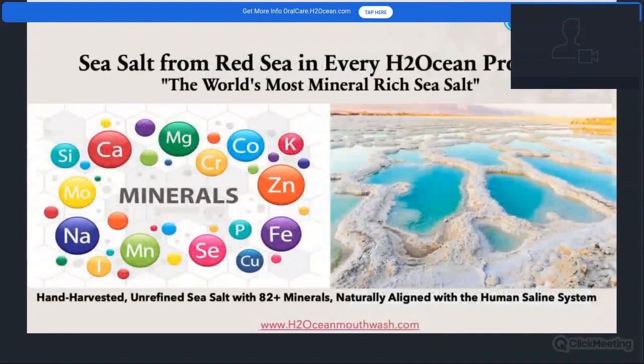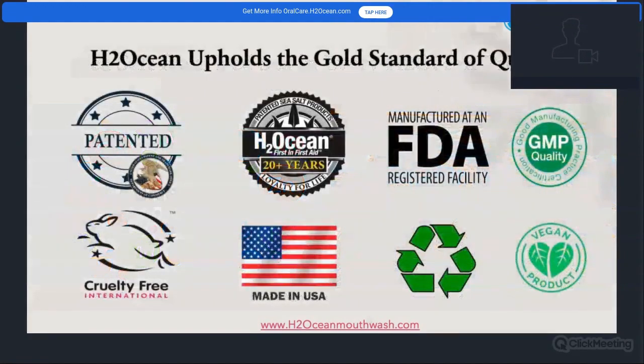At the heart of every H2 Ocean product is sea salt from the Red Sea, the world's most mineral-rich sea salt. This is hand-harvested, unrefined salt, containing over 82 trace minerals, naturally aligned with the human saline system. This unique composition is what sets our products apart.